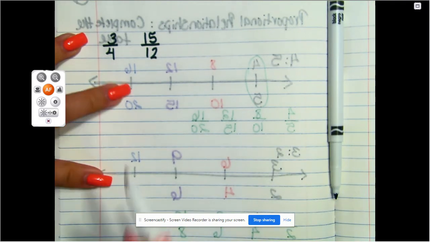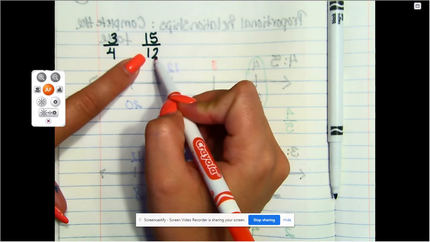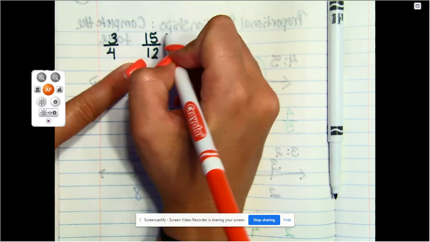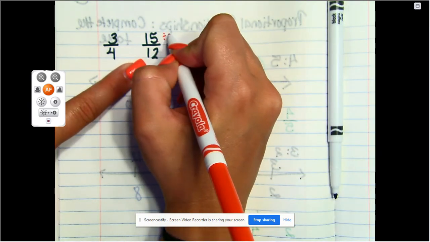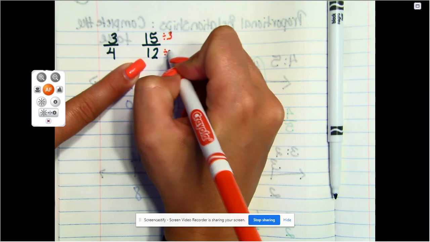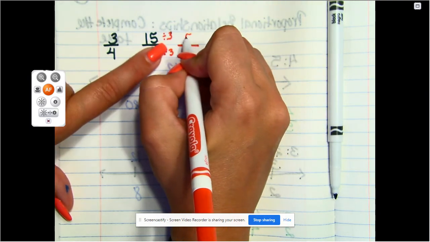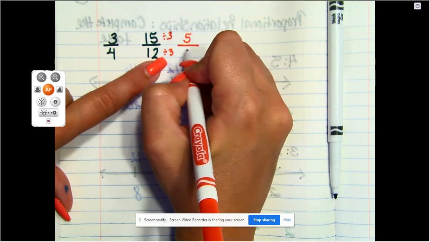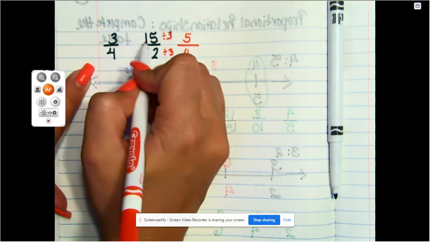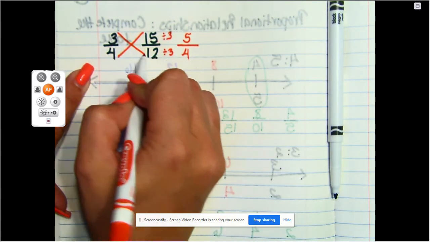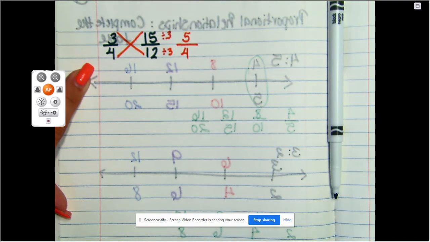Okay, is there a number that will go into both 15 and 12? Yes, that number would be 3. So if I divide these, 15 divided by 3 is 5. 12 divided by 3 is 4. Okay, so these here are not equivalent. Okay, that's another way that you could be looking at it.